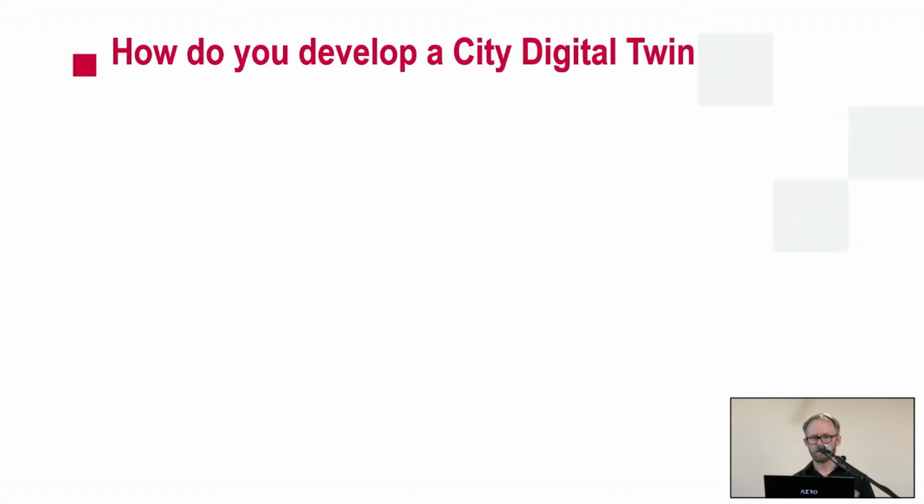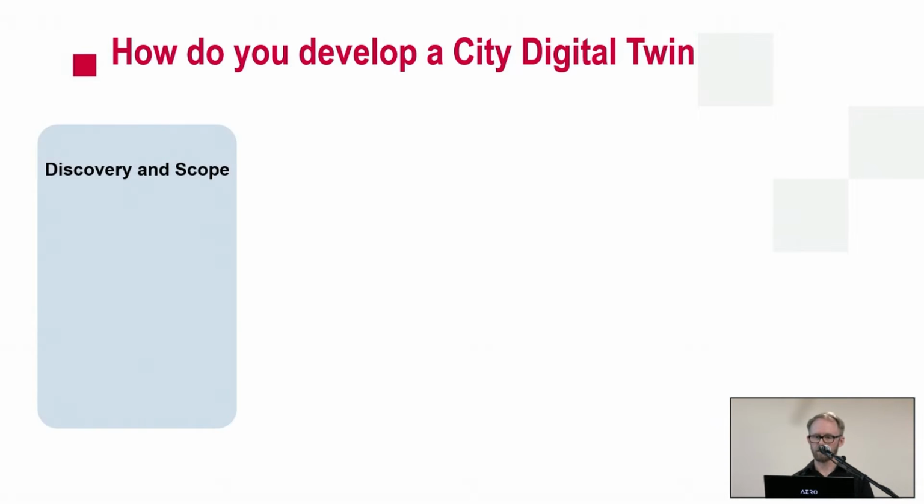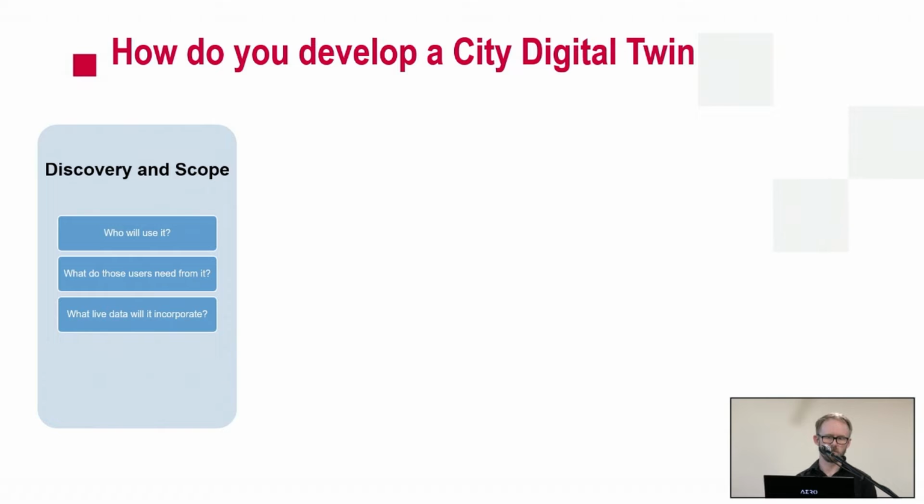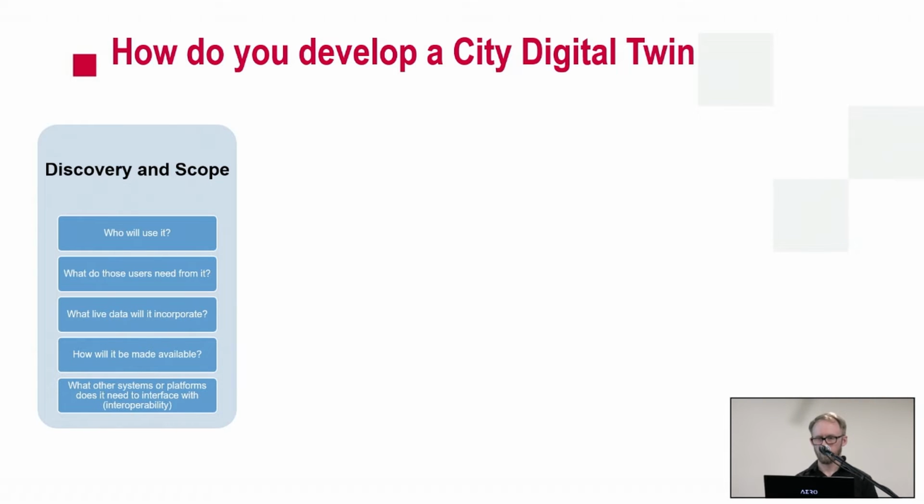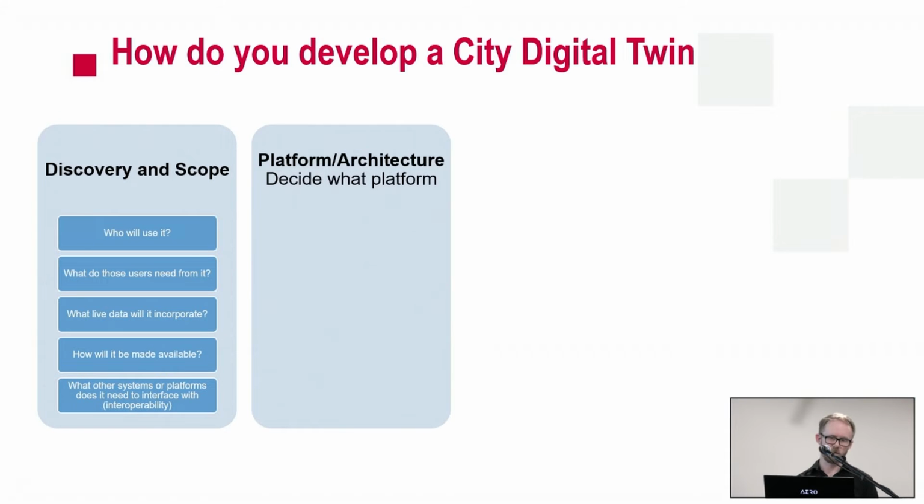So how do you develop a city digital twin? You've got to have a really clear understanding of your stakeholders and what they need to achieve from the system. So there's always a discovery and scope phase that goes through it. So who's going to use it? What do they need from it? What live data will it incorporate? How will it be made available? And what other systems or platforms does it need to interface with? All of these are key to making sure that you've got some bookends to originally scope. The best digital twins are ones that can grow and expand, that they're not rigid systems just set to the original scope that they're developed in.